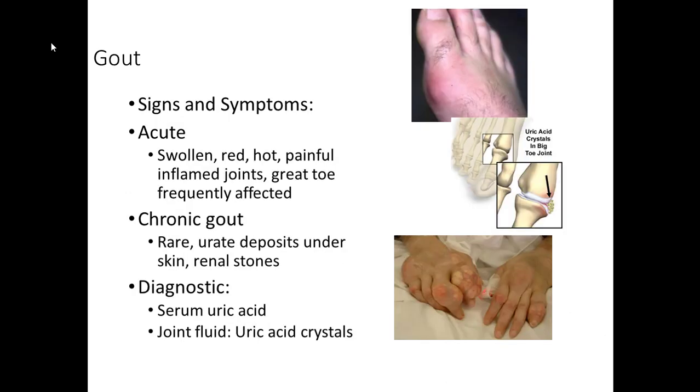All right. Signs and symptoms, we went over that. The joint's going to be swollen, red, hot, painful. Here's a picture of gout in the hands. You can see the deformity, and that's just the uric acid crystals built up in those joints. It's awful. Chronic gout is rare. It happens, but not as often as acute gout.